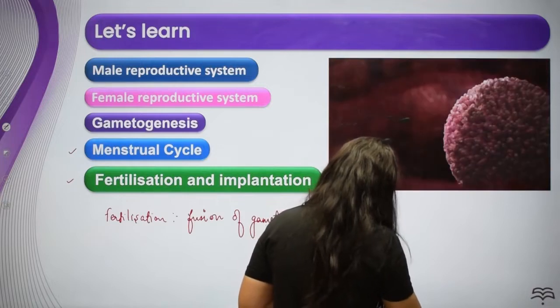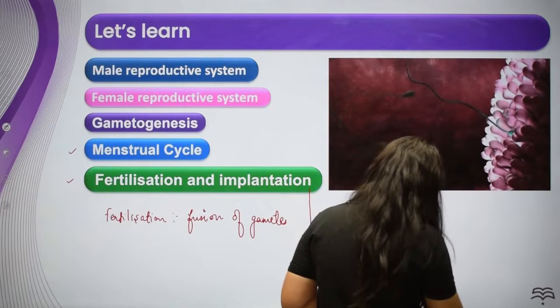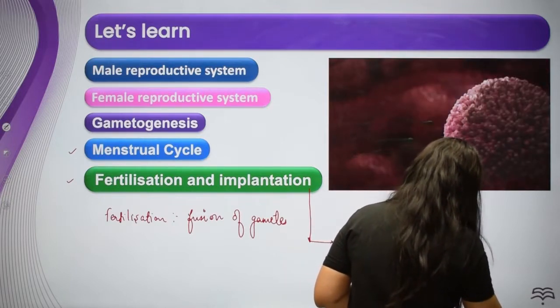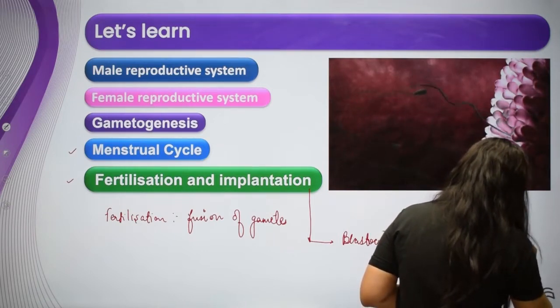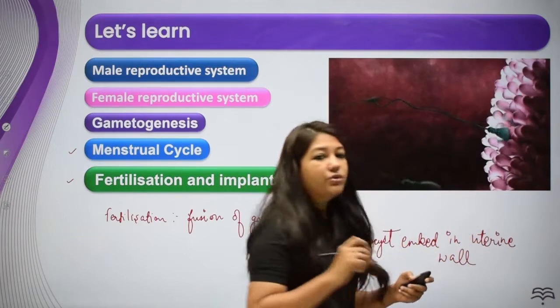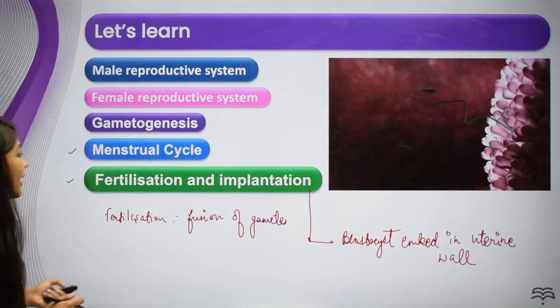Blastocyst embed in uterine wall. Okay, inside the wall of the uterus the blastocyst is going to embed itself, and that is called implantation.